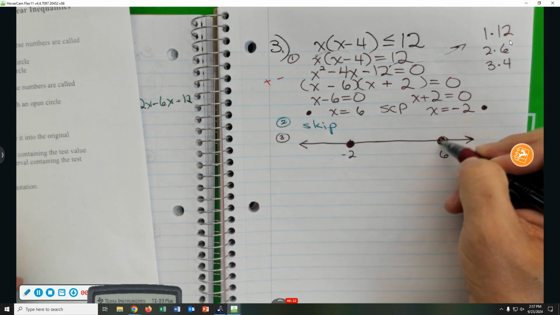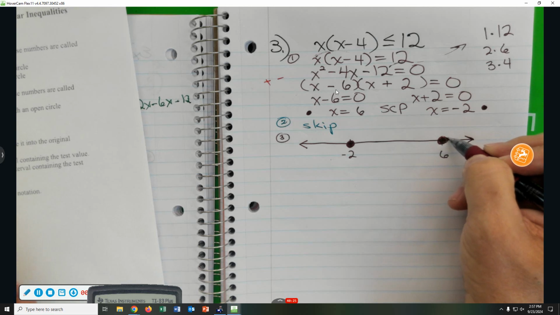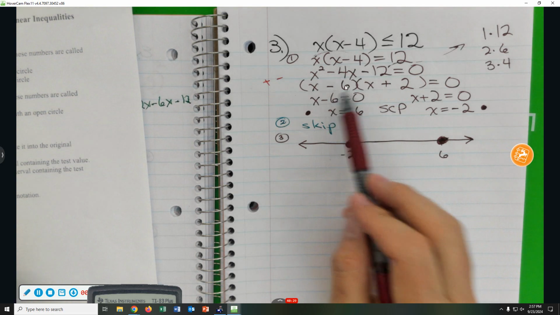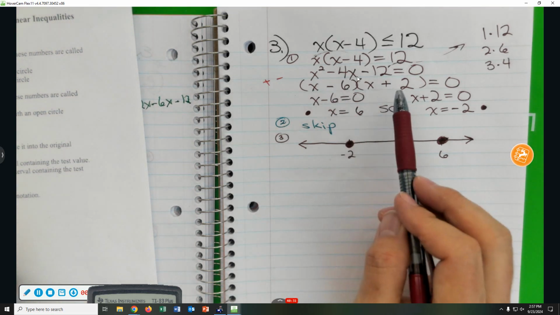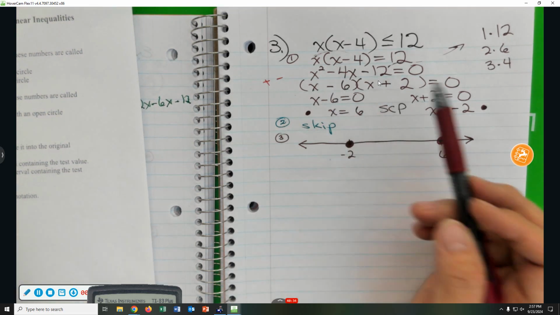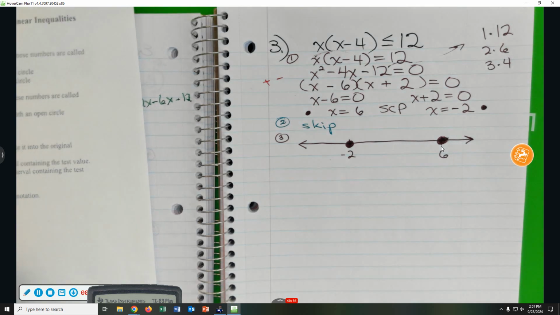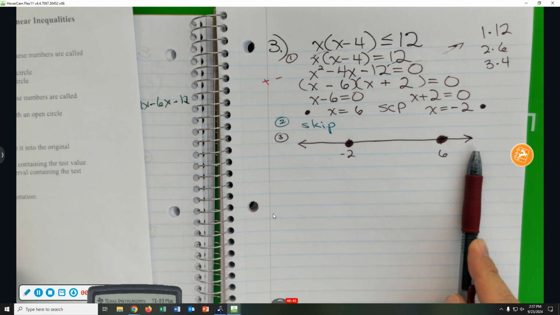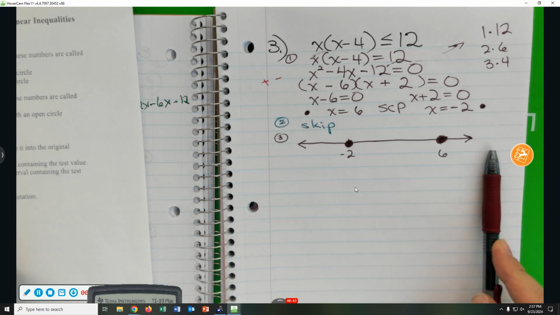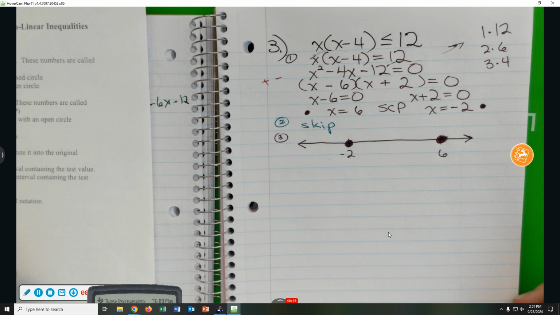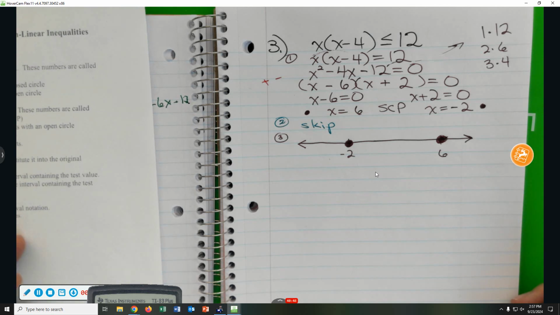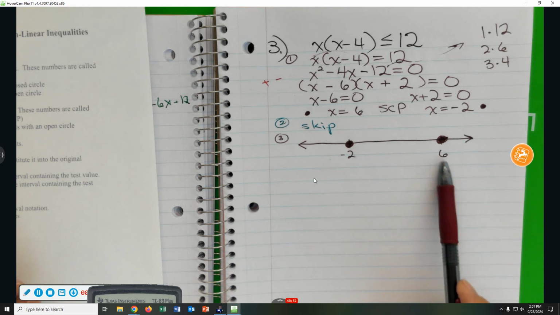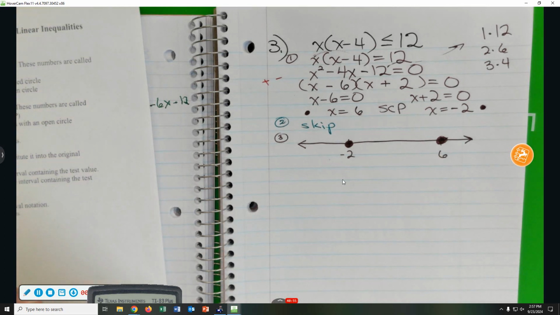Can we assume an alternating pattern, or do we need to check every interval? You can assume an alternating pattern. We got different factors inside the parentheses, so I'm 100% confident it's going to alternate. That means it's either going to be true, false, true, or false, true, false. Well, let's decide which one. What's my favorite number to test? 0. And notice 0 isn't a cut point, so we can test 0.